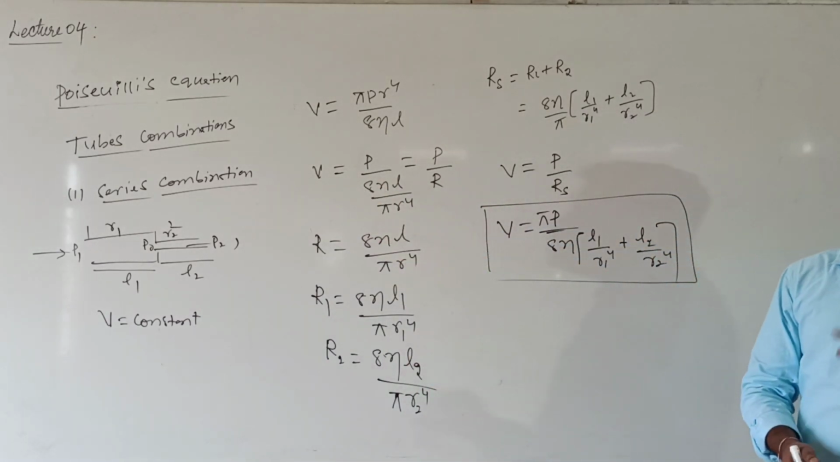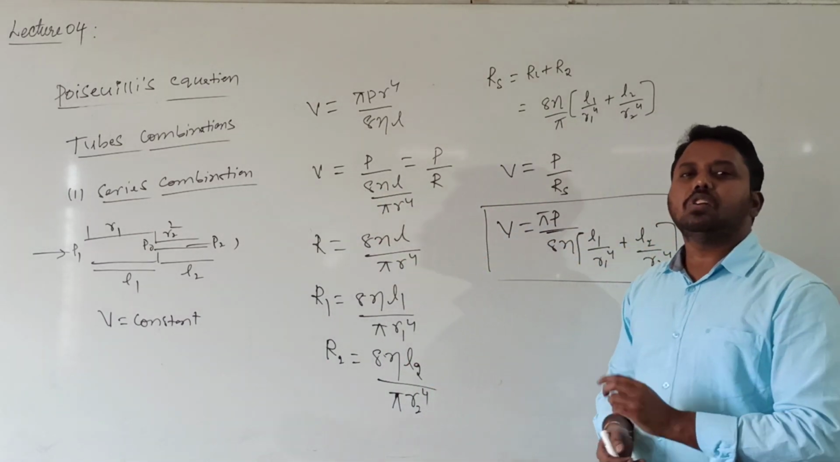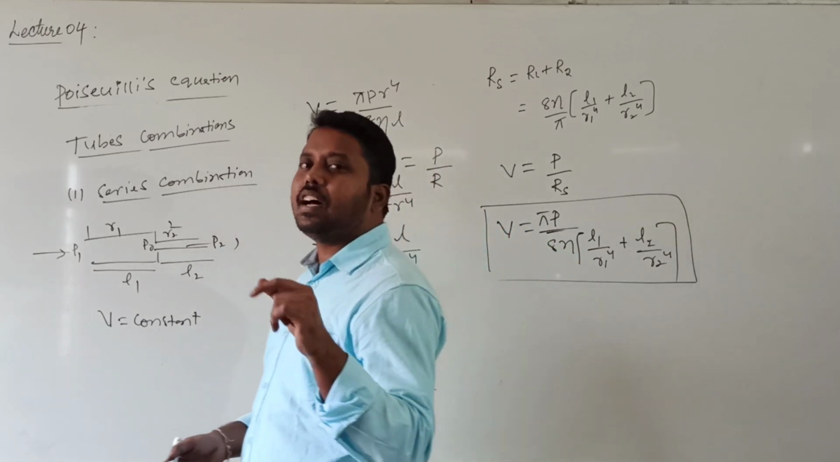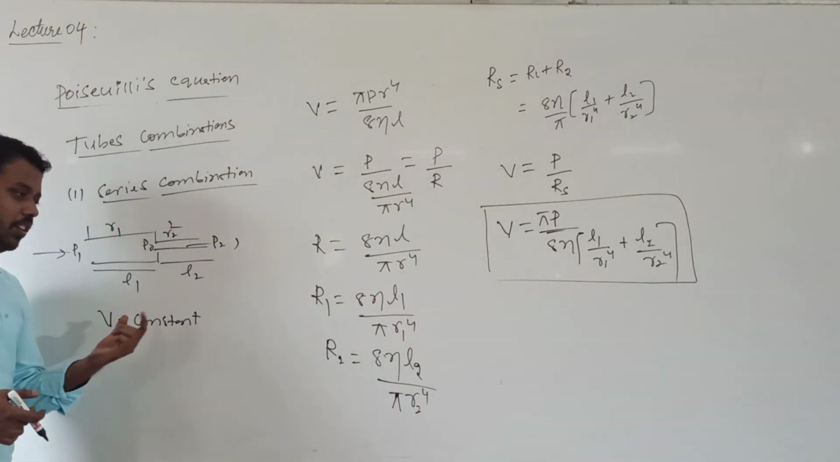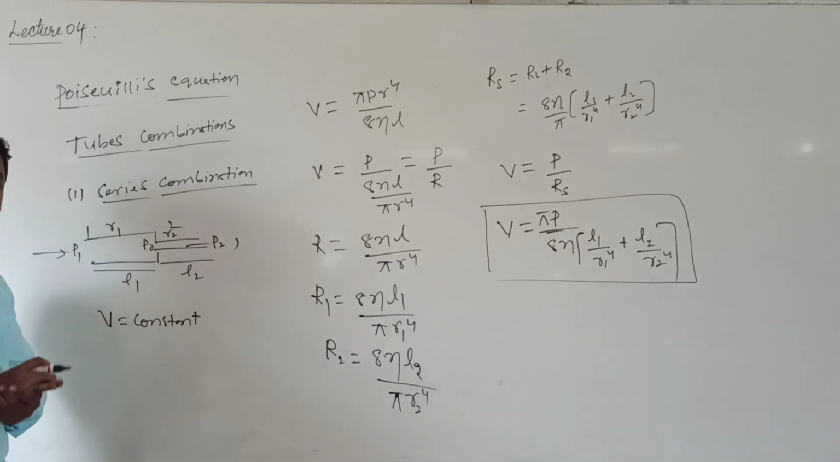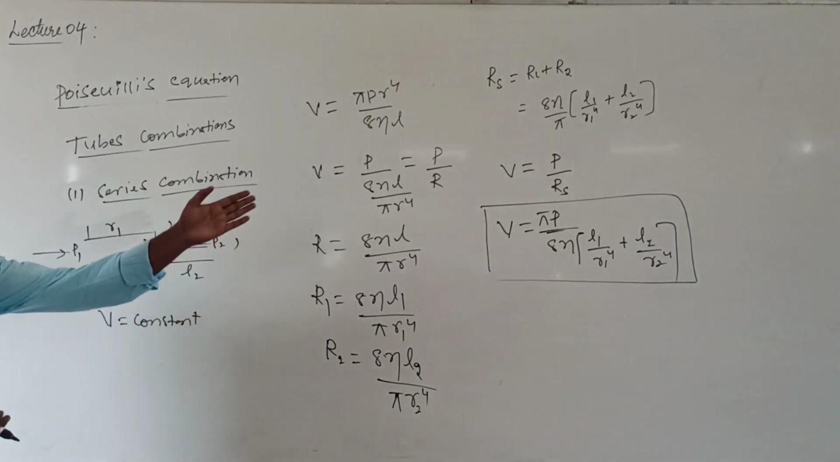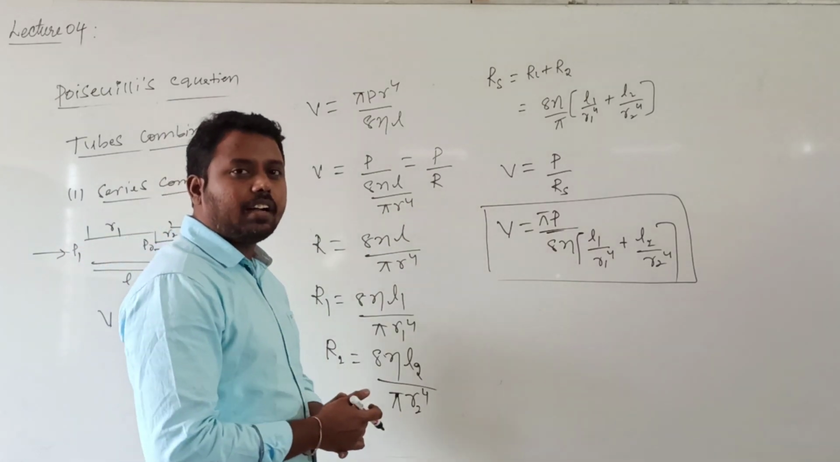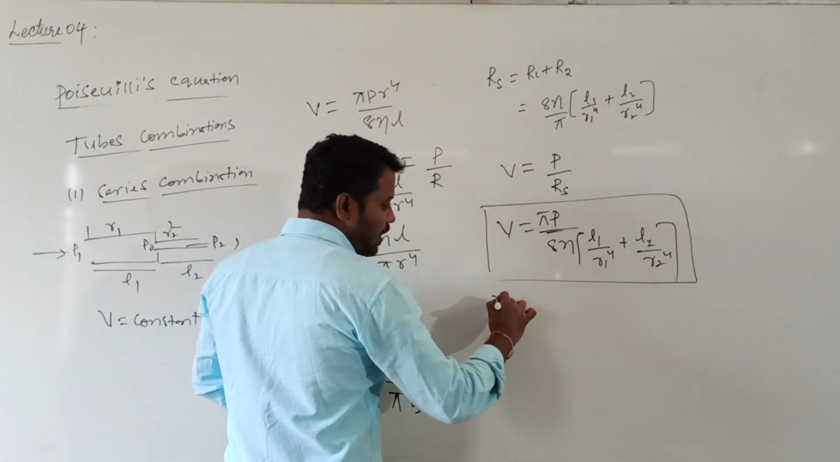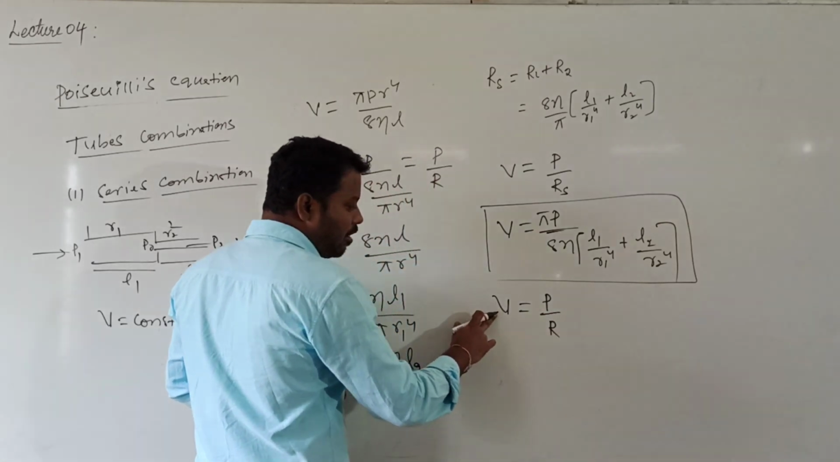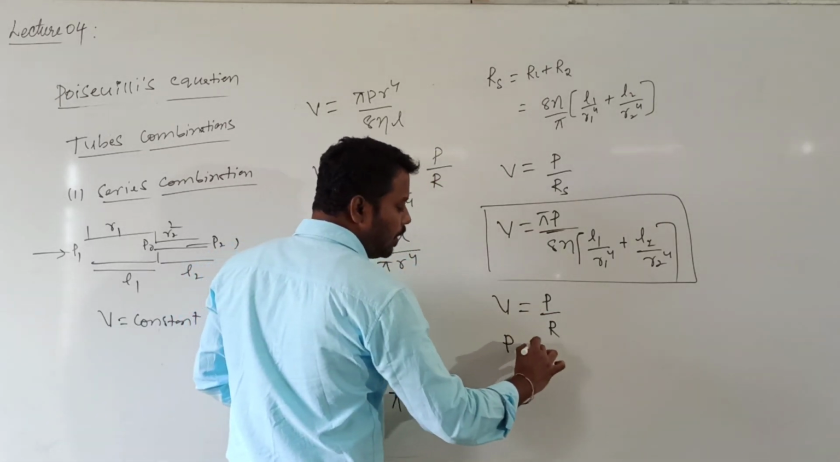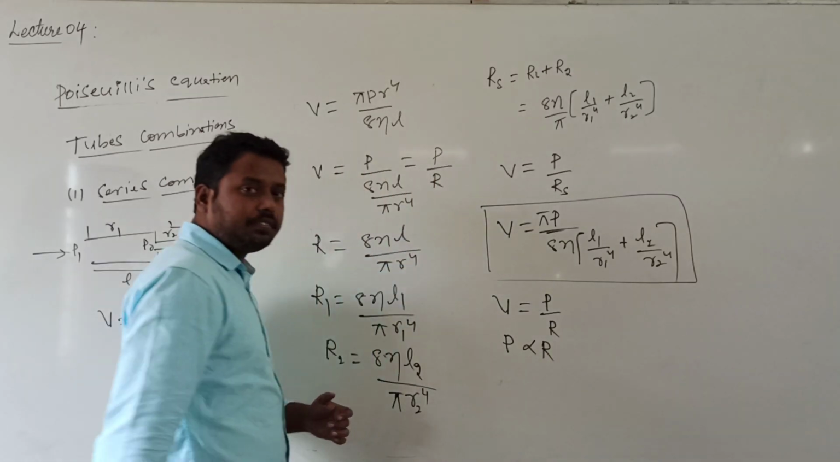So this is the formula for finding the total volume of fluid flowing across a combination of two tubes. Whenever two tubes are connected in series, the volume of the fluid flowing per second remains constant. So this is the total volume formula for the series combination. Clear? Since for the series combination V is equal to P by R, V is constant, and when V is constant, P is directly proportional to R.